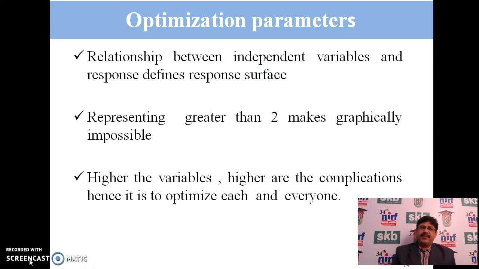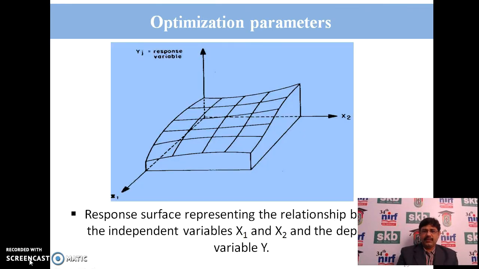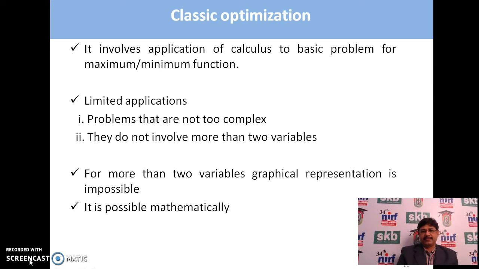So optimization parameters relate to the relationship between the independent and dependent variables, as we have discussed earlier. Representing more than 2 makes it graphically impossible. Higher the variables, higher the complication. So response surface represents the relationship between the independent variables and the dependent variable, that is the response. As you can see in the graph, x1 and x2 are related with y, which is called the response variable.